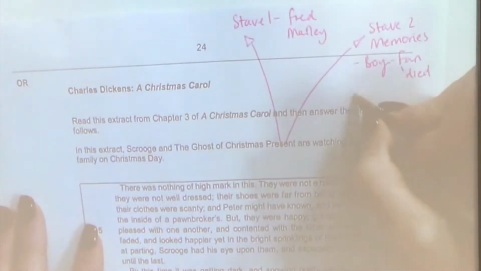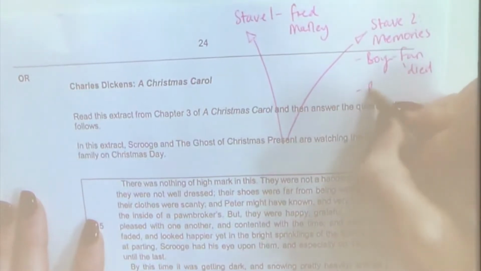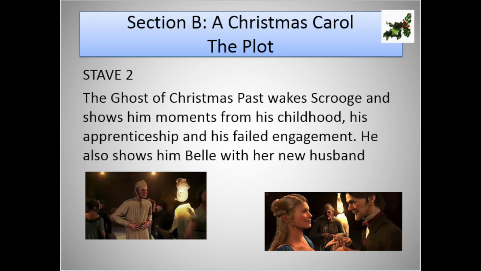We also see that he meets Belle, who was to become his fiancée, and we see that relationship falls apart when Scrooge begins to change. So we understand that Belle is sort of the figure that portrays the family that Scrooge could have had.